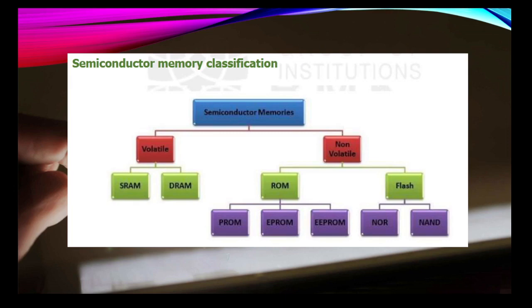Semiconductor memory classification: volatile and non-volatile memory. Volatile: when the power is off, the data goes off. Non-volatile: when the power is off, the data remains as such. Volatile memories are SRAM and DRAM, static random access memory and dynamic random access memory. Non-volatile memories are read-only memory and flash. Read-only memory includes PROM, EEPROM, E-square PROM, and flash as NOR and NAND implementation.